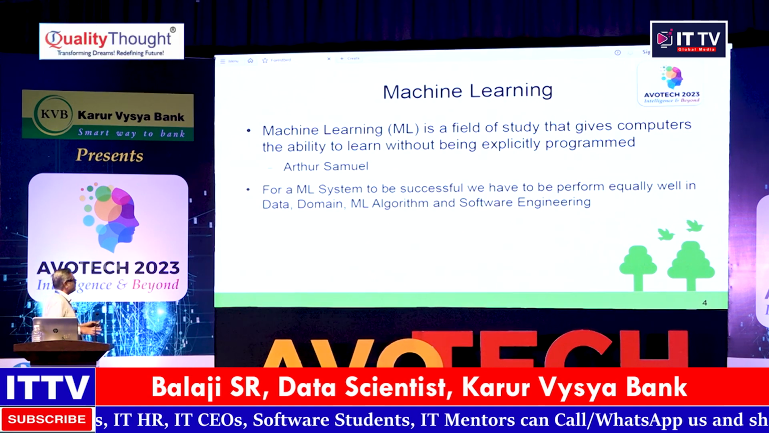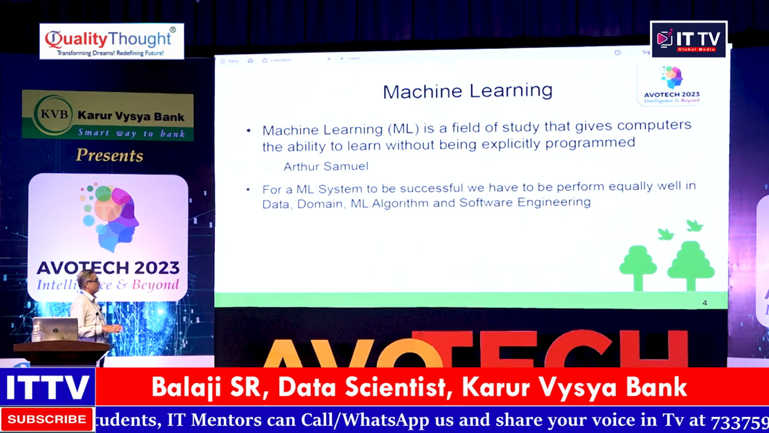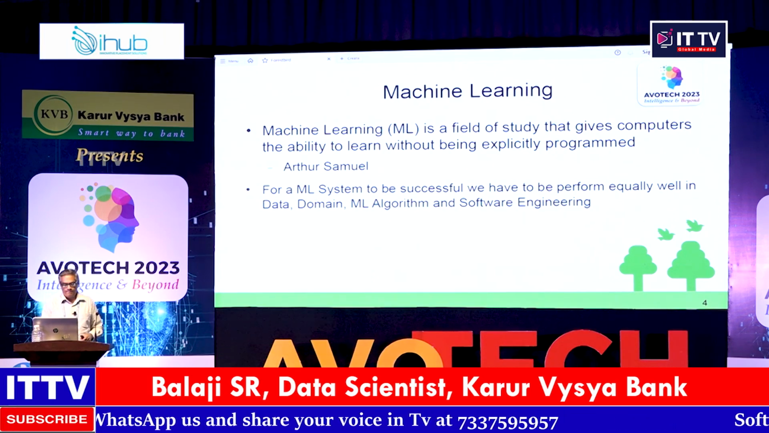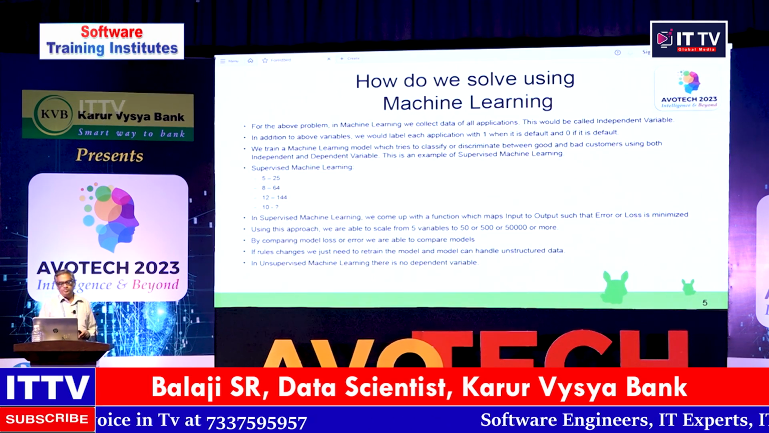So this is the definition. Machine learning is a field of study that gives a computer the ability to learn without being explicitly programmed. That's okay. We know that in the textbook everything is like that. So how do we really solve it?